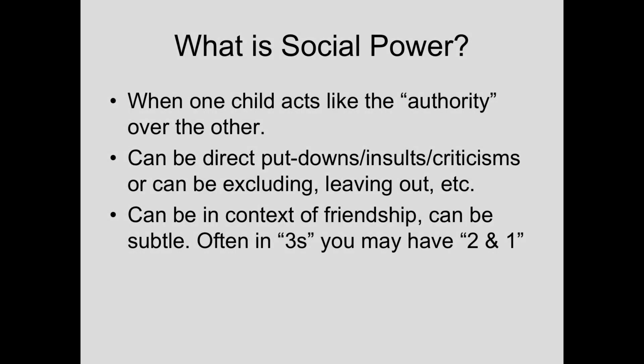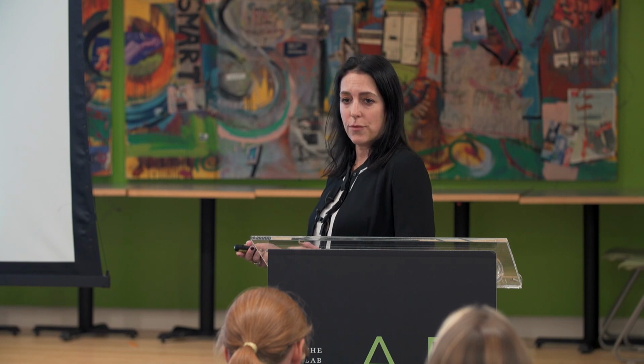Okay, so when one child acts like the authority over the other, it can be direct put-downs, it can be insults, criticisms, it could be excluding, it can be leaving out, it can be either overt or subtle. It can be in the context of a friendship, like I said, sometimes often 3s are really 1 and 2. And it doesn't mean we shouldn't have our kids hang out with 2 friends. It just means that we might be having a conversation at some point about social power.